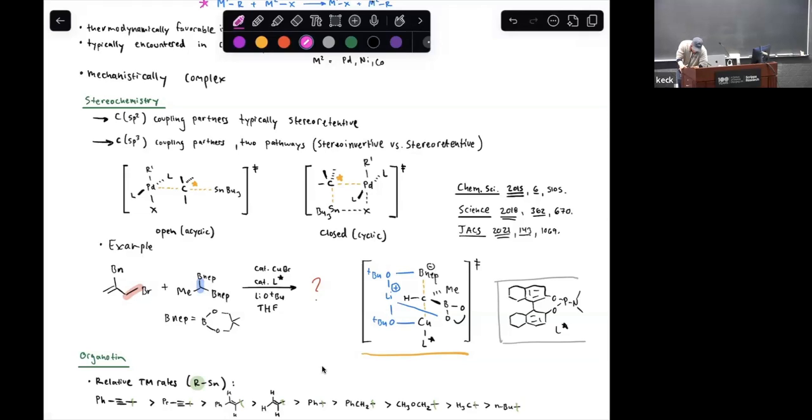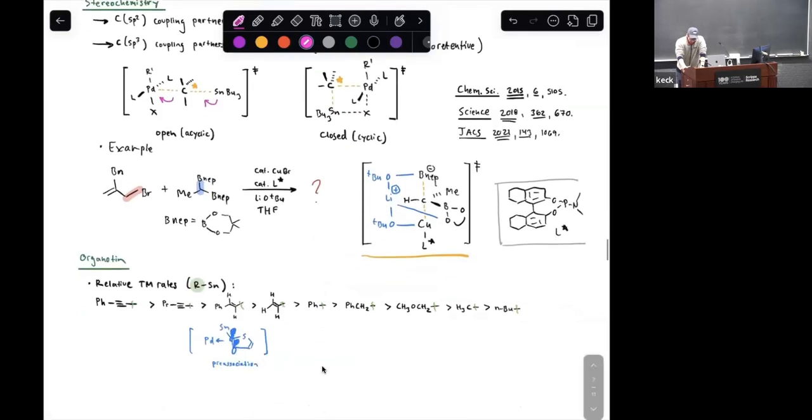There's some analogy here to an SN2 process, but it seems very counterintuitive to me. It looks like an SN2, but the electrons are pushing this way. It seems very strange, but anyway, there's evidence for this. Just as one example, Mark Biscoe's lab has used these enantioenriched secondary alkyl tin and boron reagents and found evidence for stereoinvertive transmetallation.